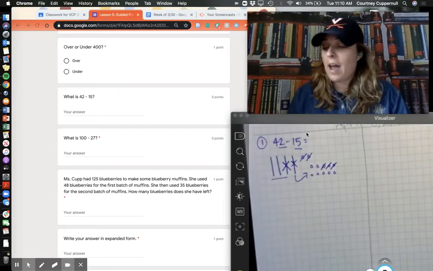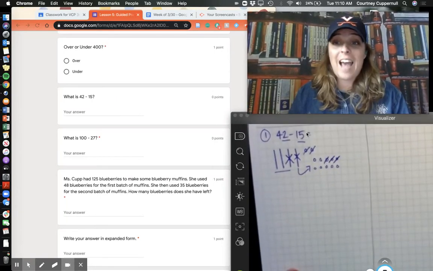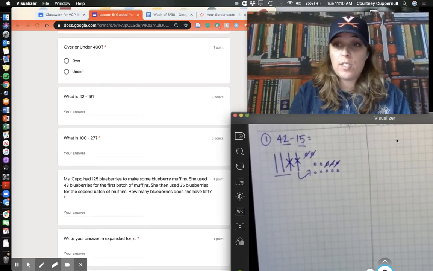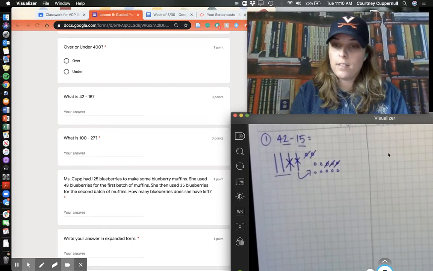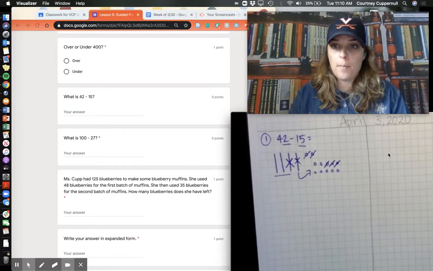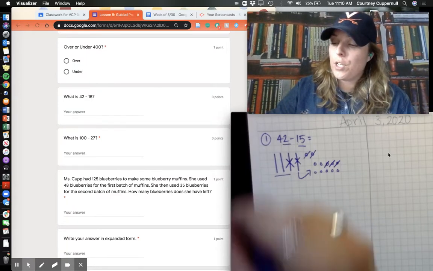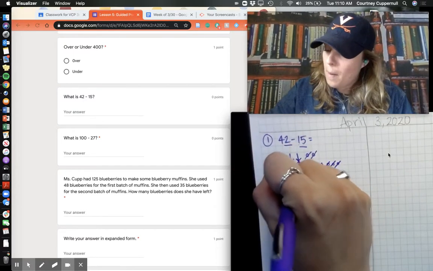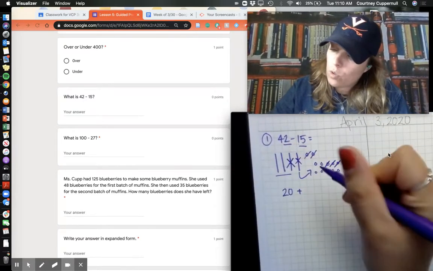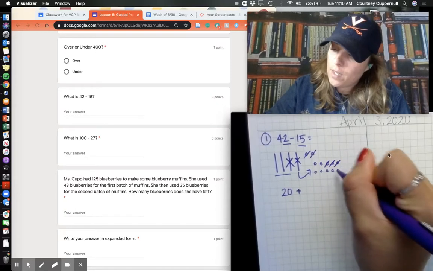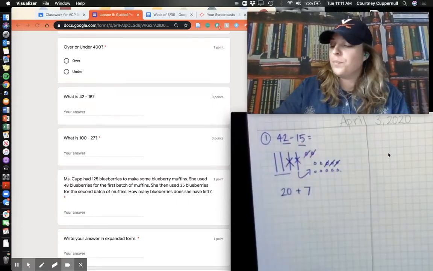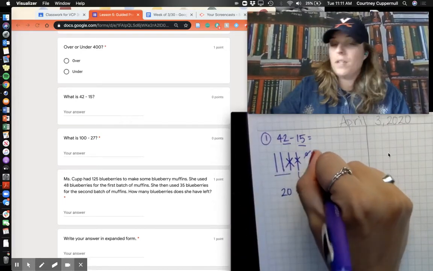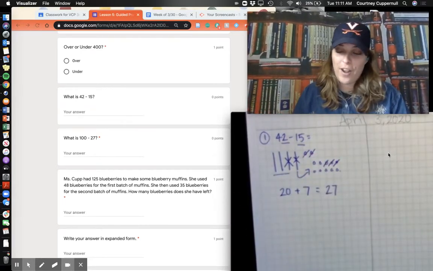And now I can add up what is left over to figure out what is actually the difference between 42 and 15. Reminder, the answer to a subtraction equation, we call it the difference. Just like the answer to an addition equation, we call the sum. So the difference between 42 and 15, I see there are 2 tens here, so that's 20 plus, and then I have 1, 2, 3, 4, 5, 6, 7 ones. I know that 20 plus 7 equals 27 because that is the expanded form of 27, right?